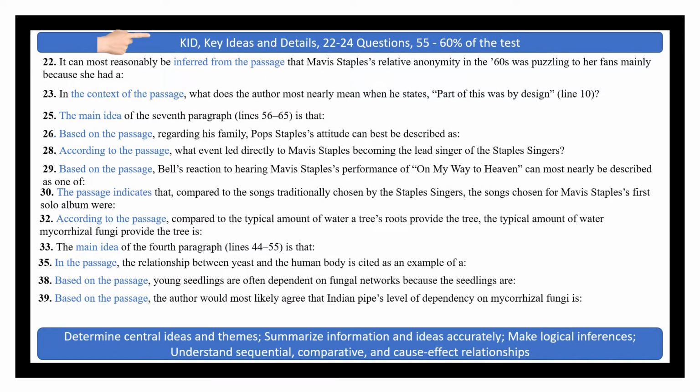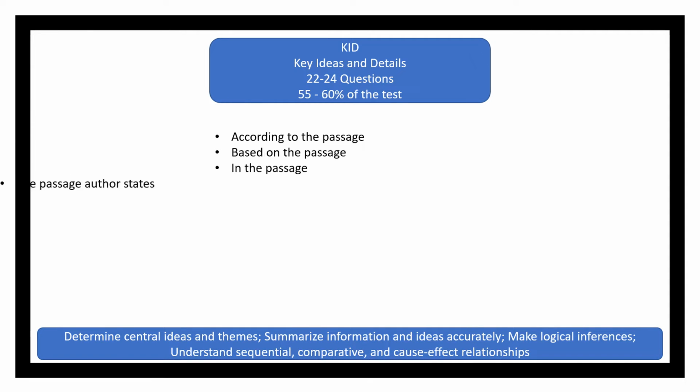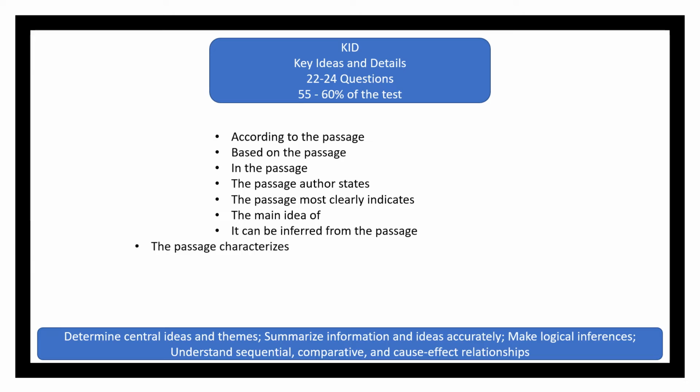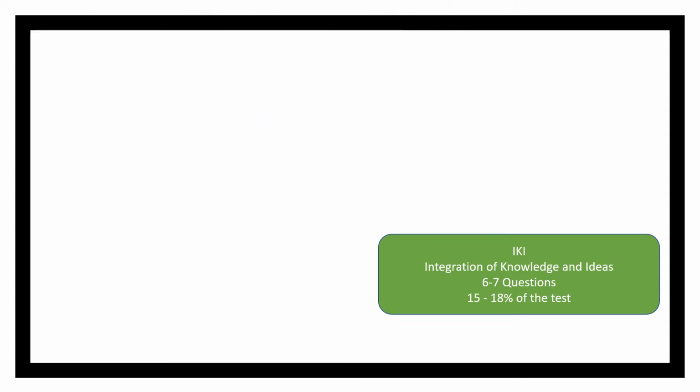Here are the key idea questions from the last 2 passages. You can see that contained within the question, it tells you, based on the passage, according to the passage, so you know what you're looking for with this type of question. Key idea questions have certain hallmarks you can use, and they say things like in the passage, according to the passage, and you can put your finger on the answer to those questions, and that's over half the test. Let's look at the integration of knowledge and ideas questions next because they're closely related.